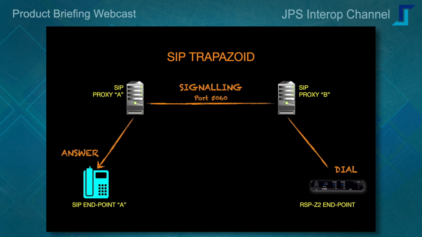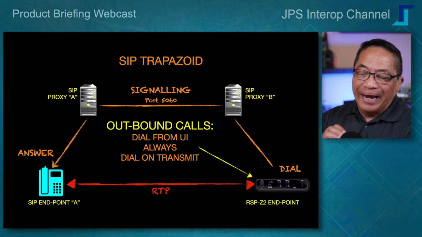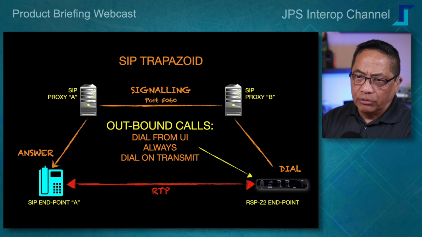There is no dialing pad on the RSP-Z2, but we got ways of engaging through signaling to other devices remotely. Once the far end comes off hook, and then we can allow the RTP to flow in full duplex between the endpoint and the RSP-Z2 device itself. And so there are several ways we can also create the outbound call. An ability to manually dial from the user interface, the web user interface that I showed you earlier.